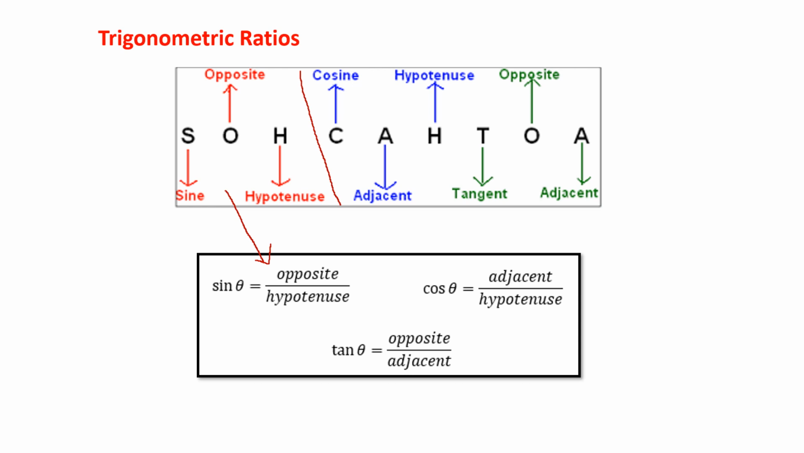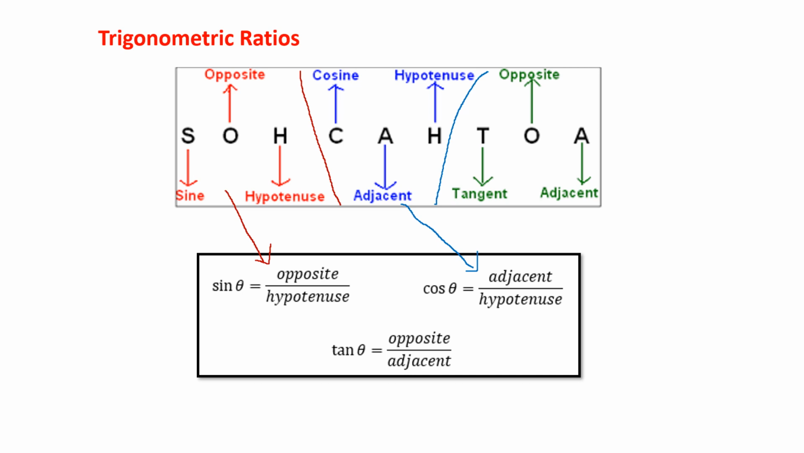The next one we're looking at is the cosine rule, which is in the middle here. So the cosine rule involves the adjacent side and the hypotenuse side. And if we were to match it down to its ratio down here, it's this one here, cos theta, which is equal to adjacent divided by hypotenuse.